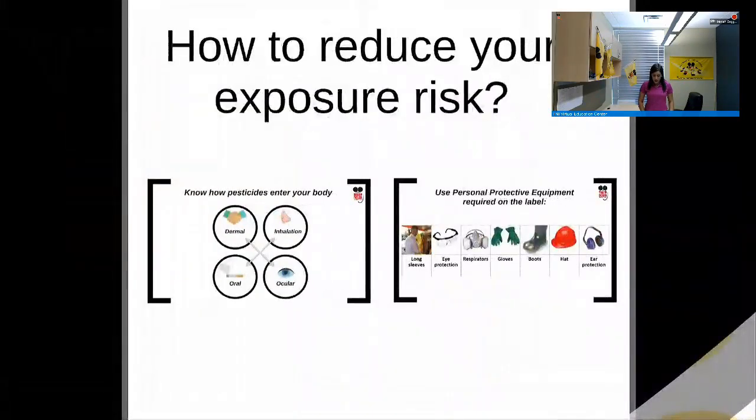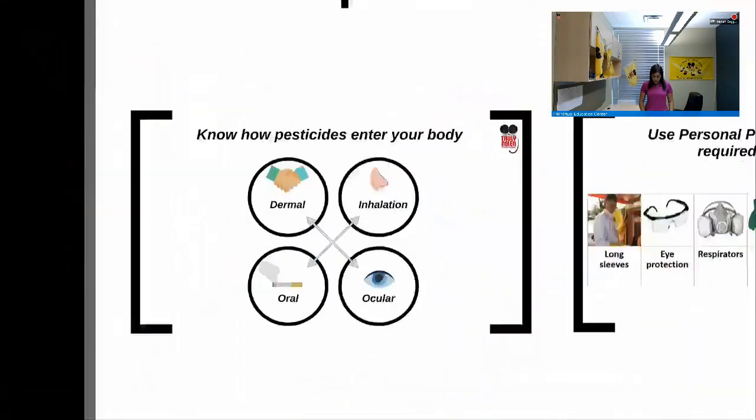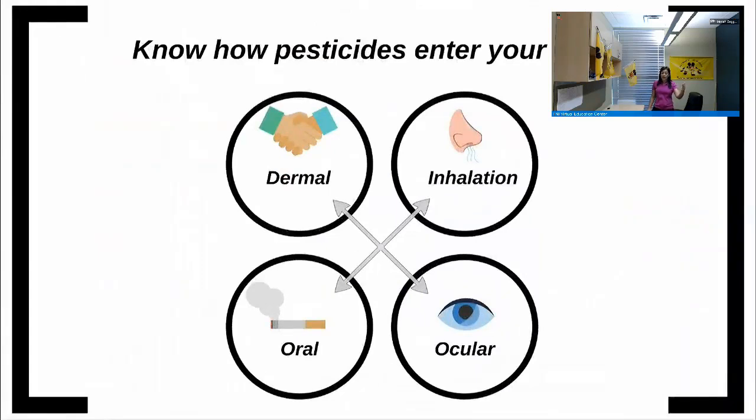So how do we reduce the exposure with risks to pesticides? Know how pesticides enter your body. It could be through your skin. And attention guys there, especially the guys. You know which parts of our body absorb pesticides way more rapidly? One of them is our groins.